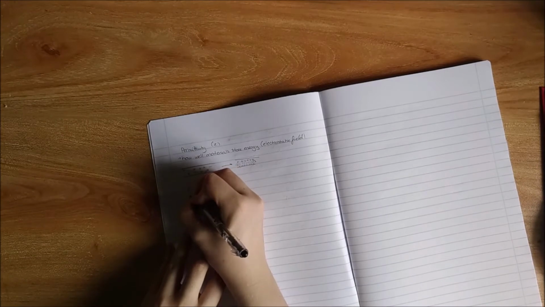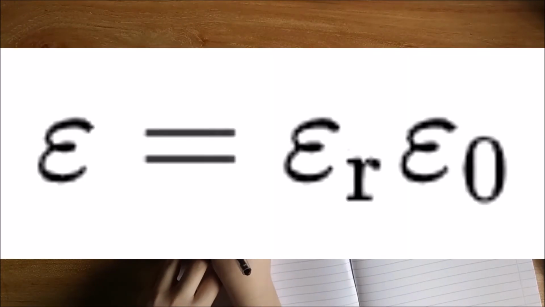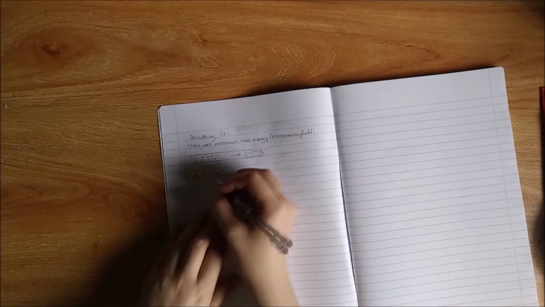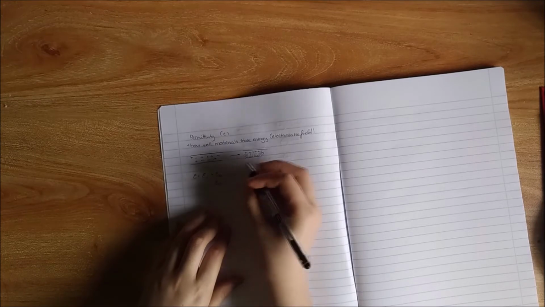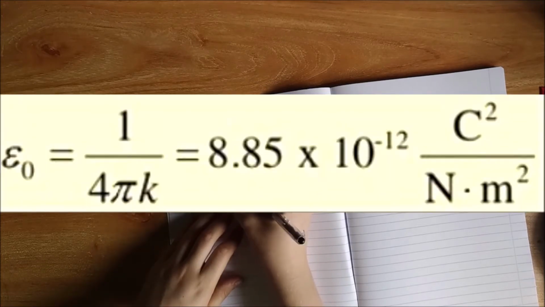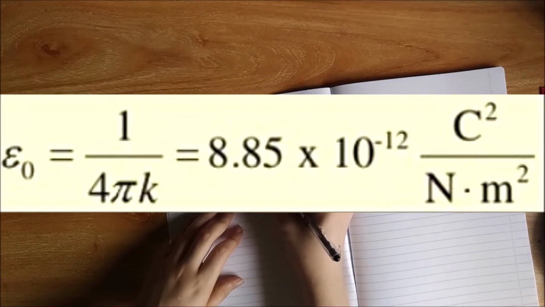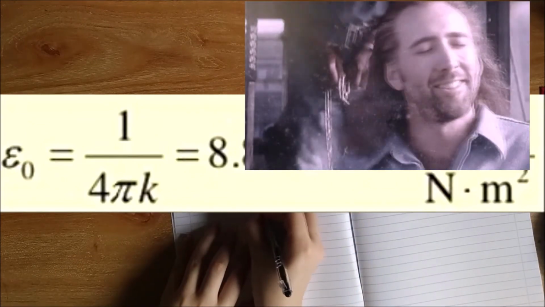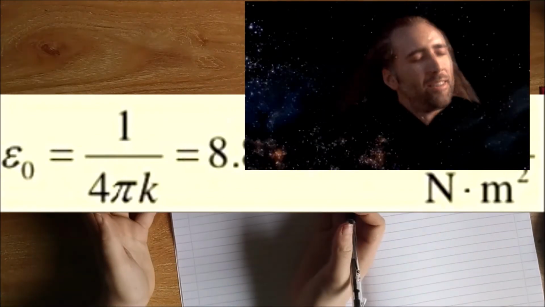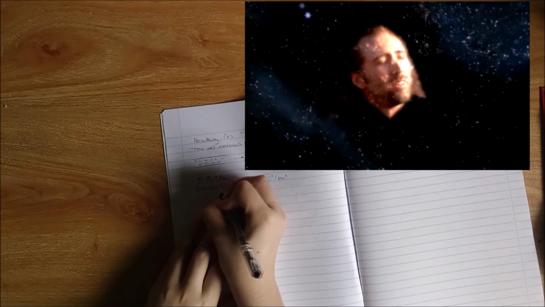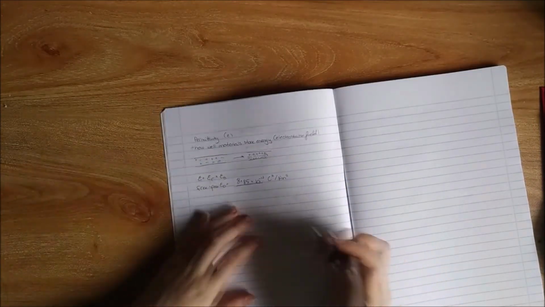So usually the equation for this is relative permittivity times the permittivity of free space. The permittivity of free space is 8.85 times 10 to the negative 12 coulombs squared over newton meters squared. But this is a constant. This is not going to change. It's the permittivity of free space, and it is usually given in most tests.